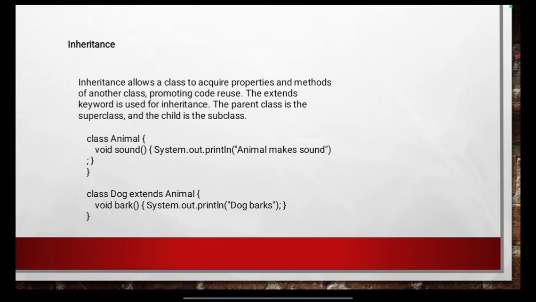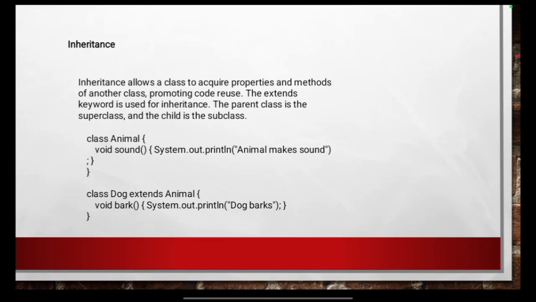Class Dog extends Animal. This line declares a new class called Dog, which inherits from the Animal class using the extends keyword. This means the Dog class is a child class, also called the subclass, and automatically gets access to all non-private methods and fields of the Animal class. This enables code reuse because Dog can use the sound method of Animal without rewriting it.